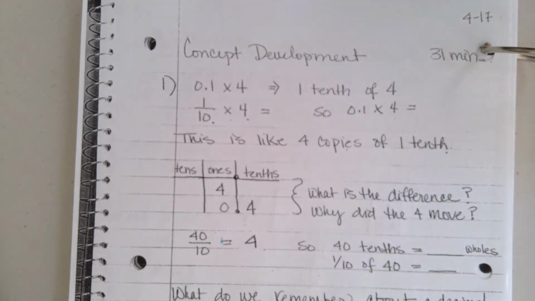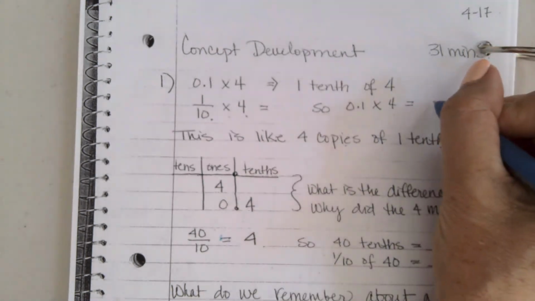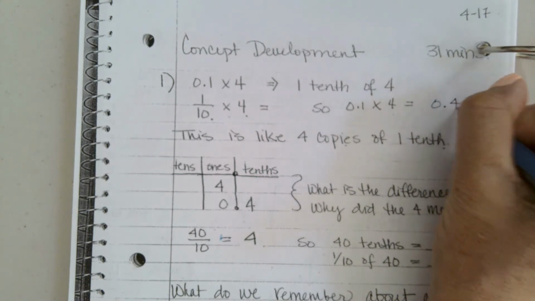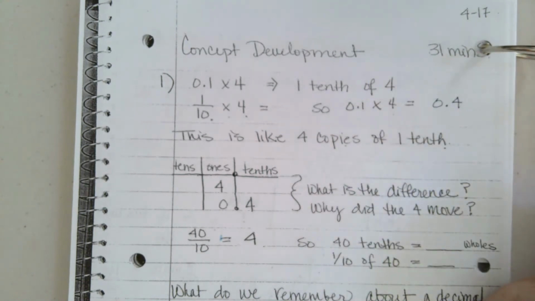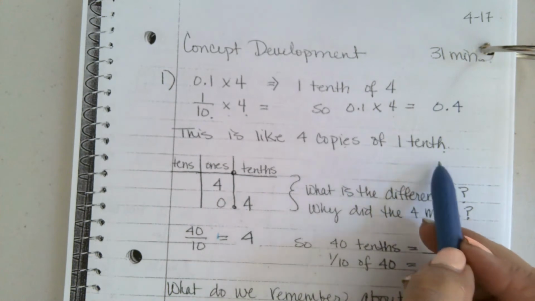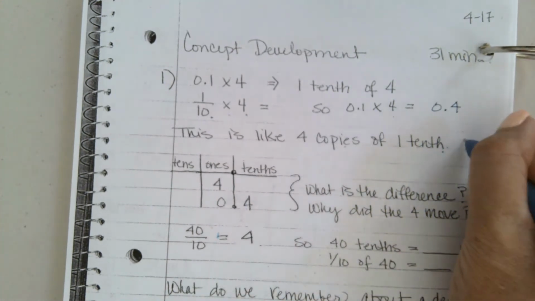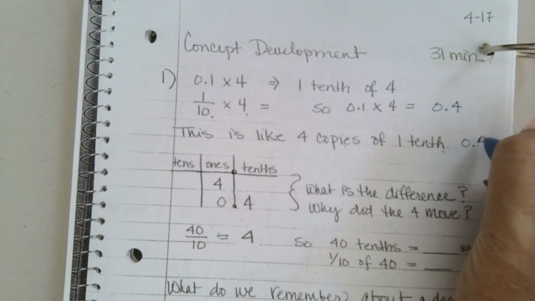So how would we answer that? What would be the solution to 0.1 times 4? Well, it would be 4/10, right? It's 4 copies of 1/10. 4 copies of 1/10 is 0.4, right?